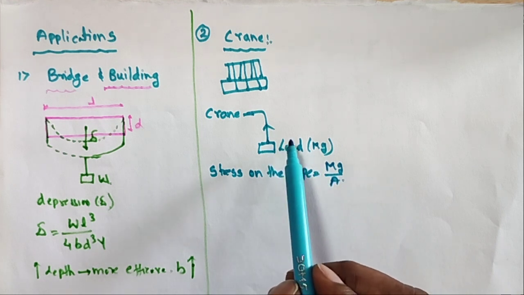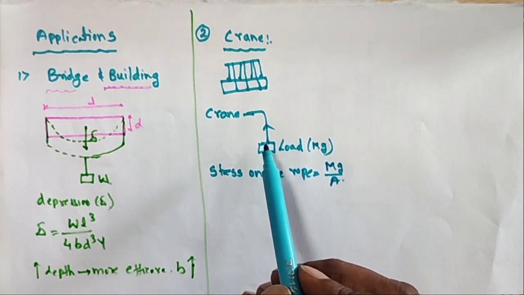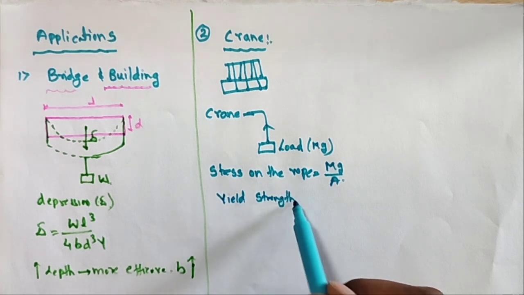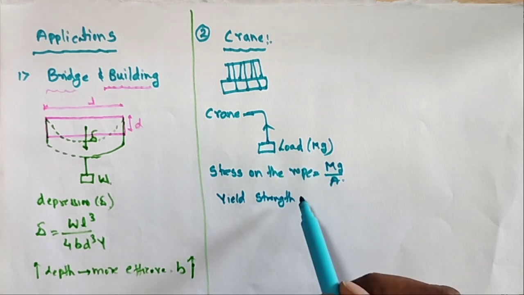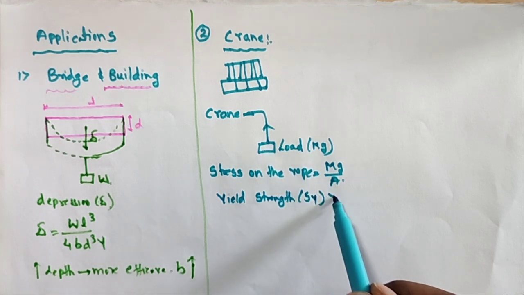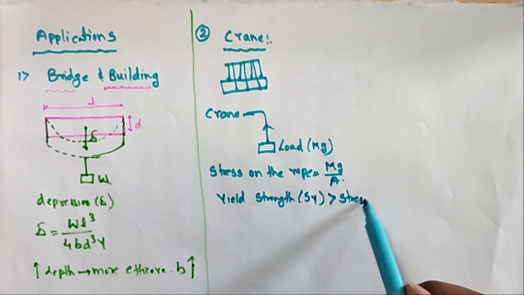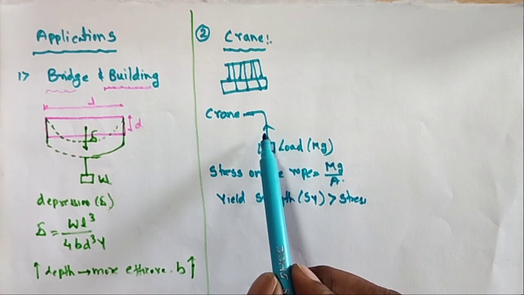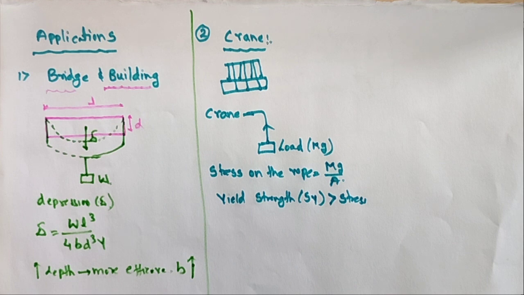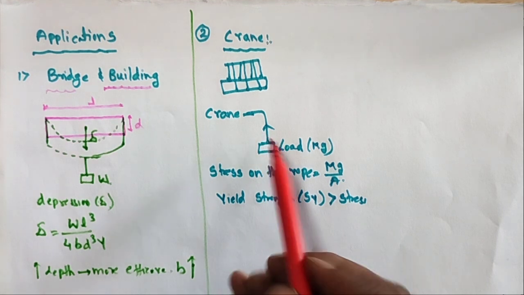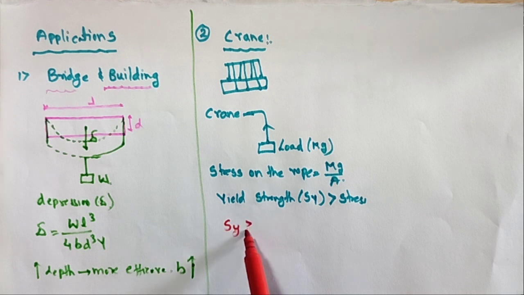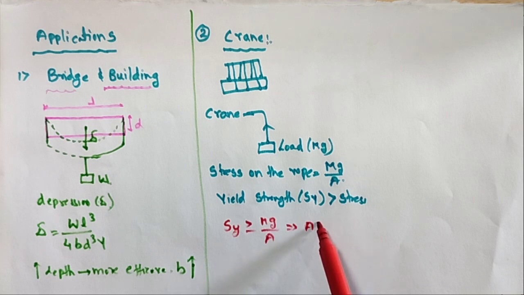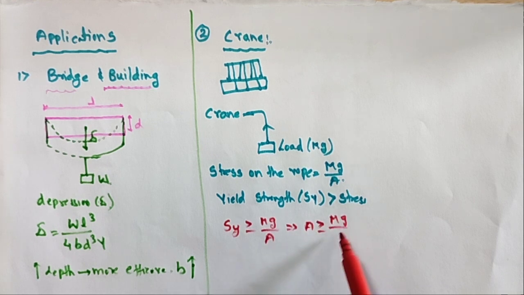To prevent permanent deformation of the rope, the yield strength Sy should be greater than the stress acting. Suppose the yield strength is very low, the rope will break and the weight will fall freely. Therefore the thickness should be more, so that Sy is always greater than m g by A. The area of the wire should always be A greater than m g by Sy.